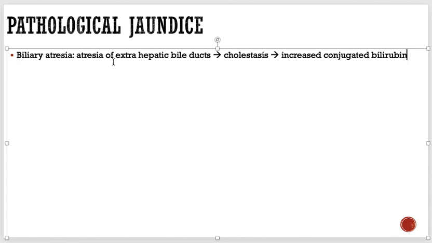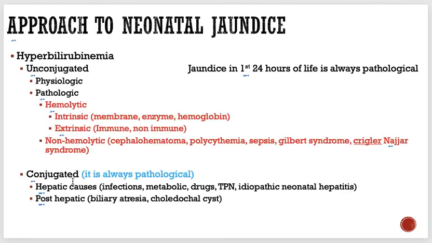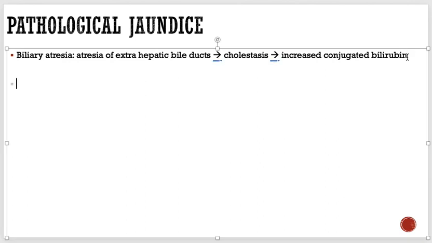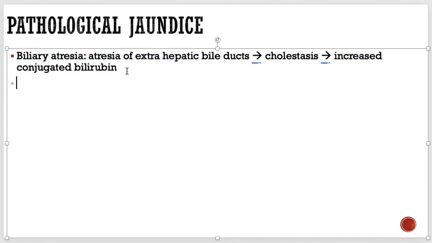So biliary atresia is one of the causes of, as you can see over here, post-hepatic jaundice, right? So now, guys, the important thing about this condition is what? See, the biliary tree is not there. And if we are not going to treat it, what will happen? Simply the bile will be collected inside the bile ducts, okay?